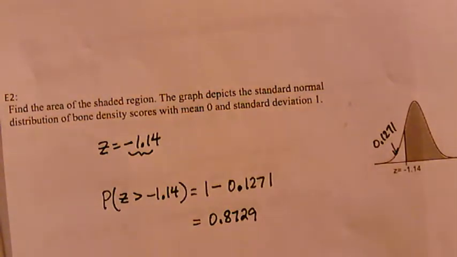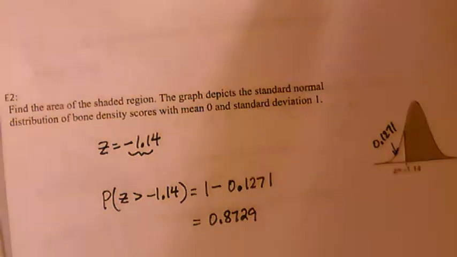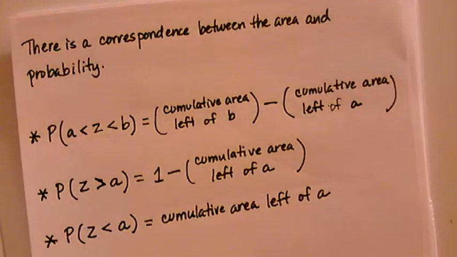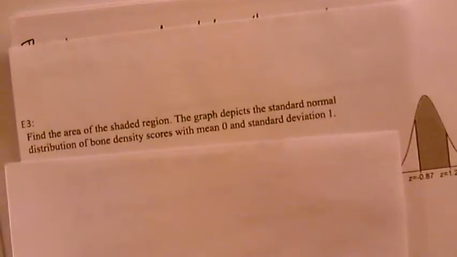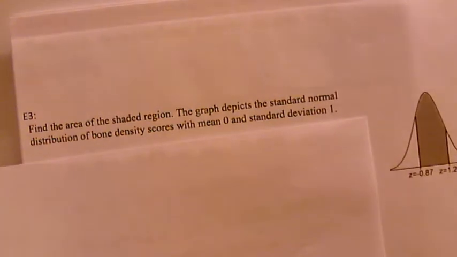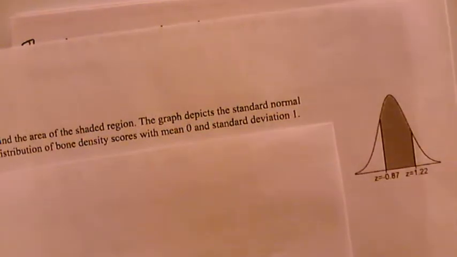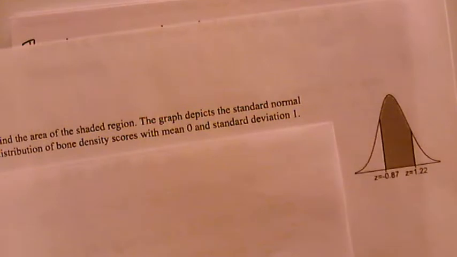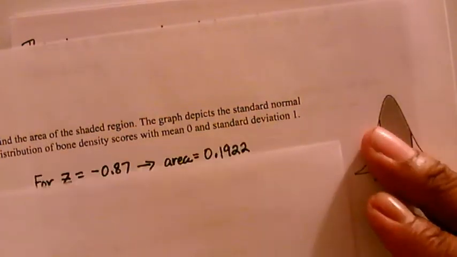All right, let's look at the next example here. And in this case, we're going to find the area of the shaded region. And the graph depicts the standard normal distribution of bone density scores with a mean of 0 and a standard deviation of 1. And in this case here, we have two z-scores. And we're finding the shaded area in between the two z-scores of negative 0.87 and 1.22.